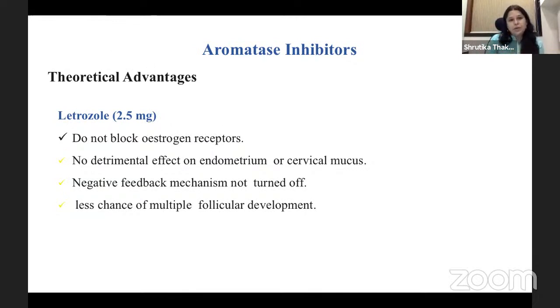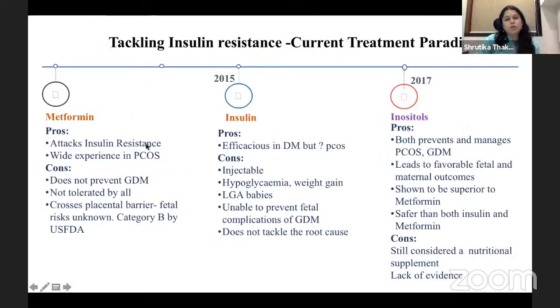Letrozole has some theoretical advantages. Letrozole is definitely my preferred drug today because it does not block the estrogen receptor. It has no hypoestrogenic effect on the endometrium, and definitely there is less chance of multifollicular development, and that's why, more than clomiphene citrate, today we have shifted to letrozole.